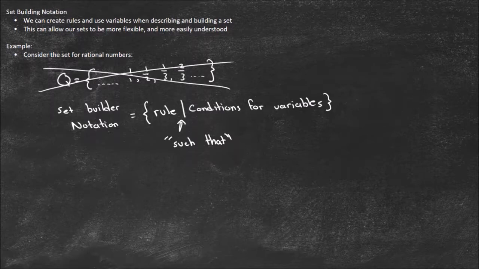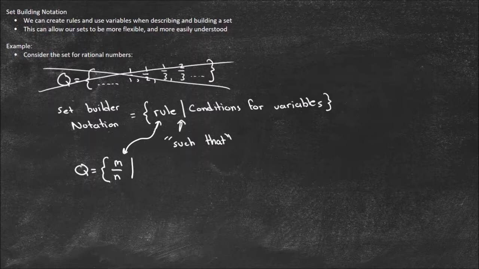So set builder notation for Q. I want to show that all fractions, so every number that can be written as a fraction, is a rational number. That's what I'm trying to represent. So what I'm going to do is I'm going to say, well, a fraction, I'm going to have some variable m divided by some variable n. That's my rule. That's that right there. And then now I'm going to say such that.